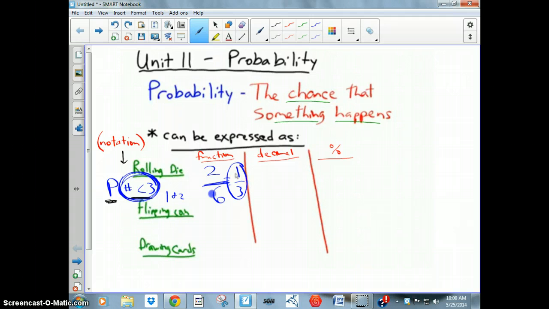As a decimal, you all know that's 0.3 repeating, and to change that to a percent, you move the decimal 2 spots to the right, and that would be 33.3%.